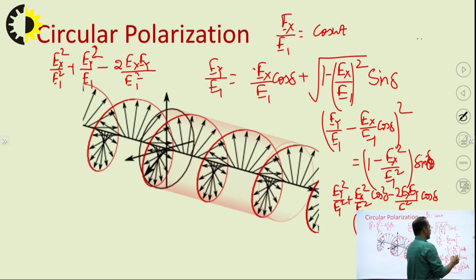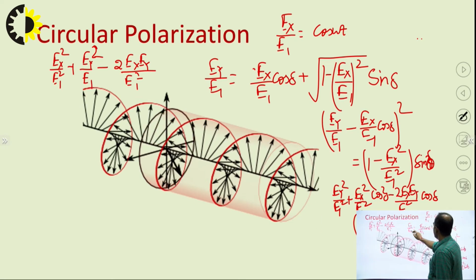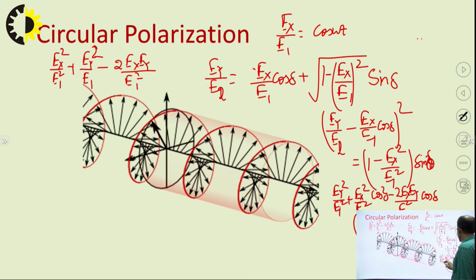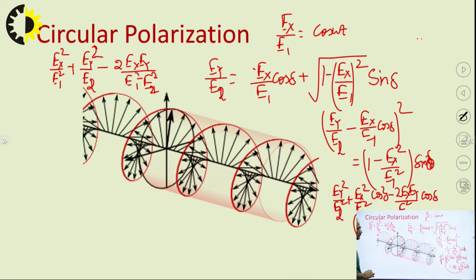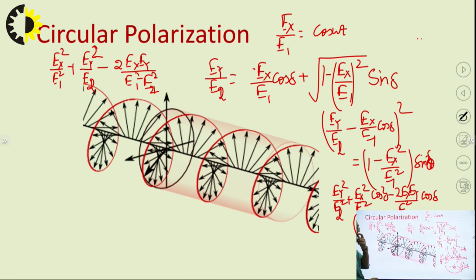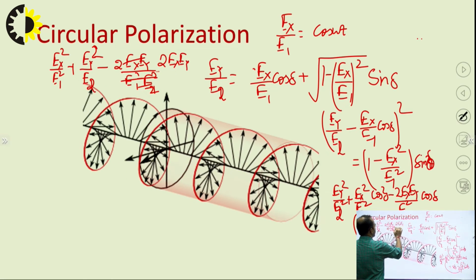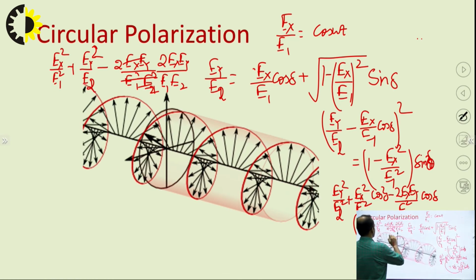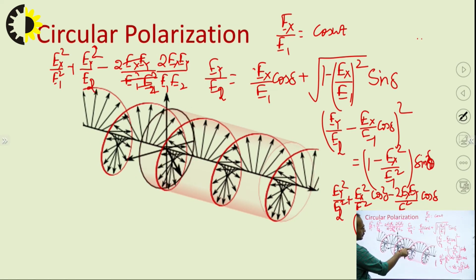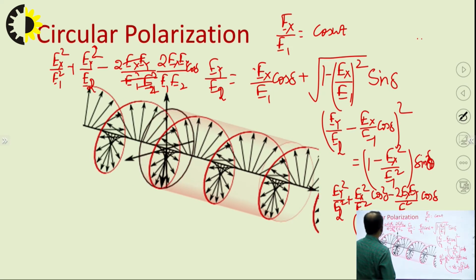We can also change the amplitude of this wave that I have taken here. You can consider here Ey is equal to E2 also. So I can get Ey by E2 square, and it will be E1 square, E2 square. This will be 2ExEy by E1 E2 cos delta is equal to sin square delta.